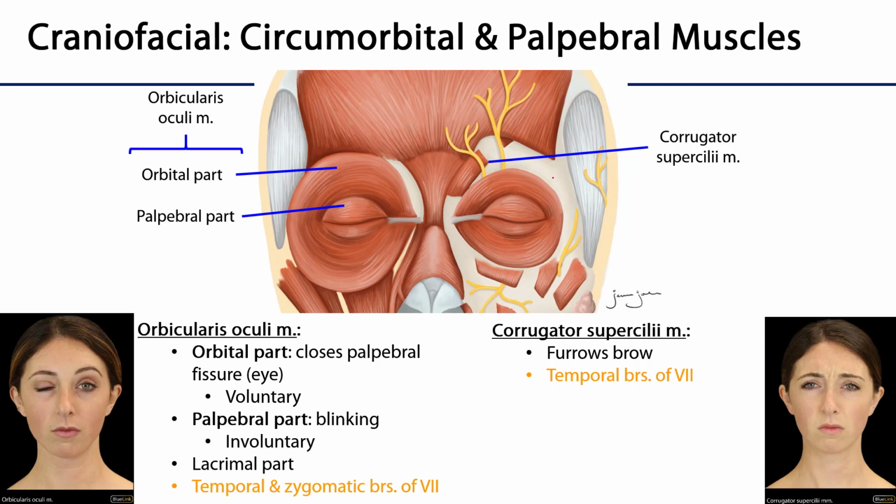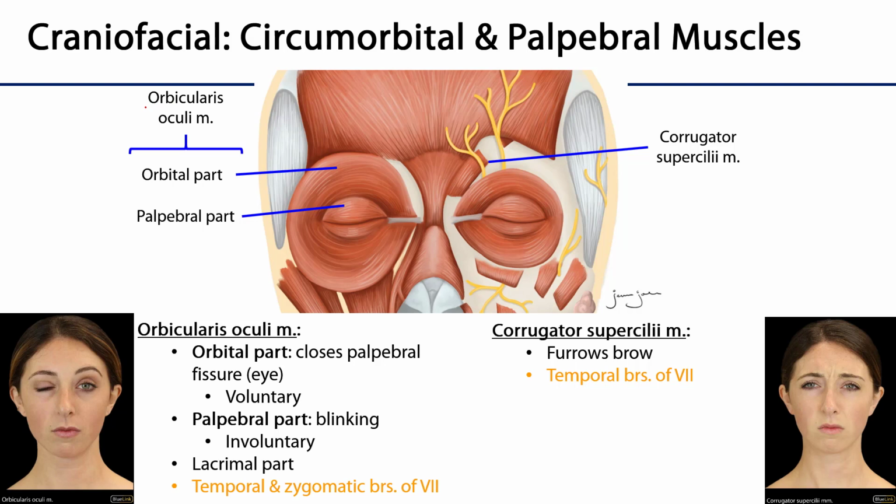Moving on to the craniofacial group, let's start superiorly and work our way down. Orbicularis oculi. So orbicularis oculi, let's break that down. Muscles can be named a variety of ways. Sometimes they're named for their attachments or the regions that they overlie. Sometimes they're named for the direction of their muscle fibers or their fascicles. And in this case, it's a little bit of that and a little bit of regional.